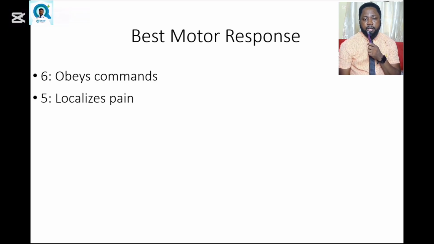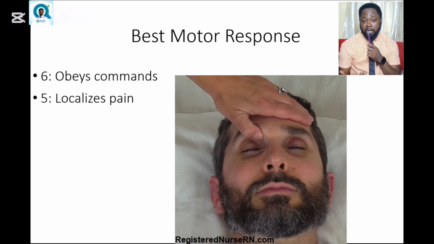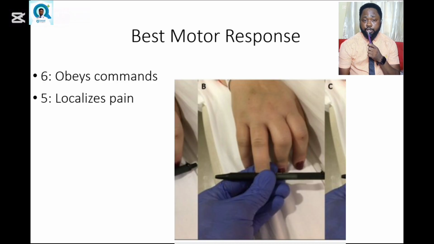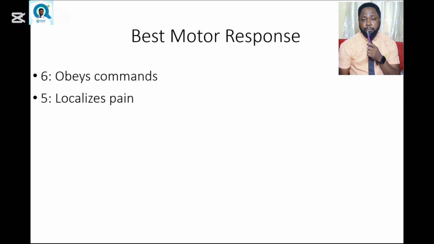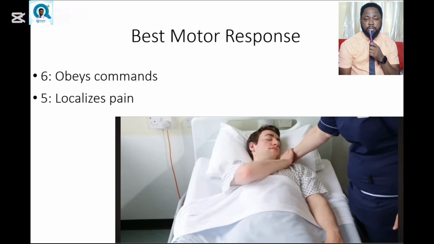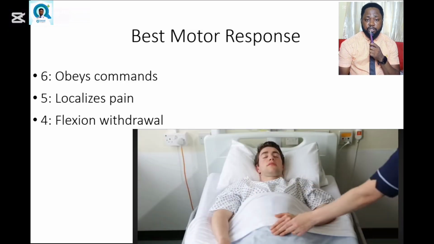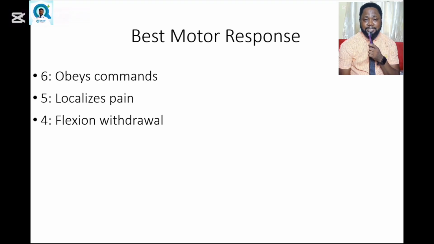In this case, a noxious or painful stimulus is inflicted for at least 10 seconds, commonly by use of a supraorbital pressure, sternal rub, or nail bed pressure. In response to this stimulus, the patient moves their arms towards the stimulus. The score of 4 means flexion withdrawal. This means that in response to this painful stimulus, the arm flexes and moves rapidly away from the stimulus. The patient is not able to localize a painful stimulus.